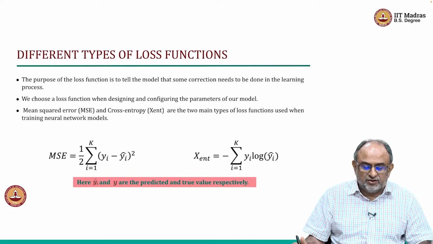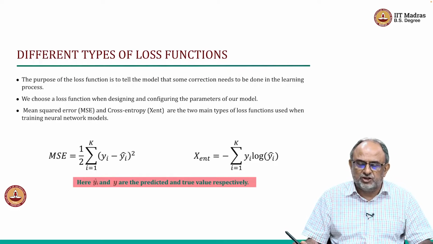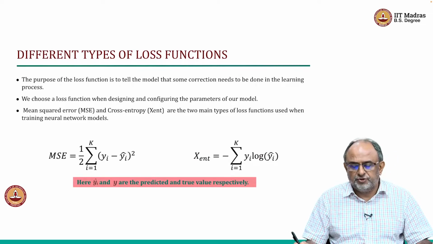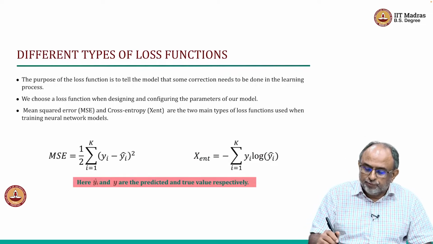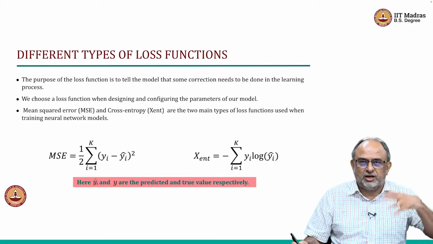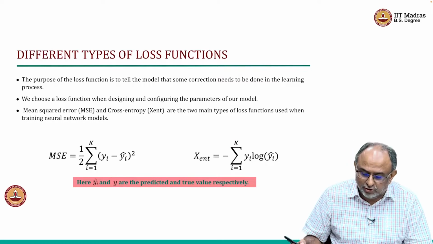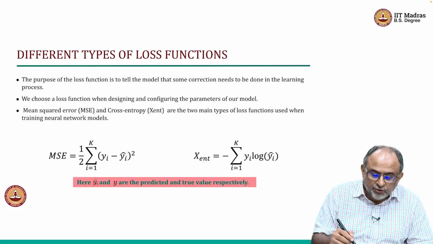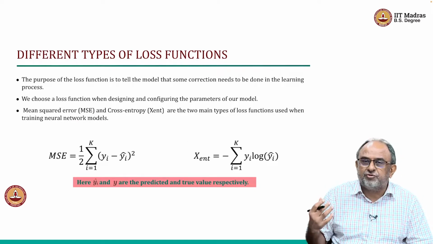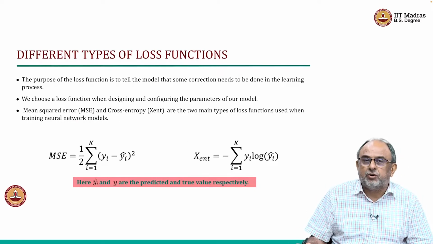And the other is more from a pattern classification perspective. We use what's called a cross entropy loss, which is basically the desired times log y hat, and of course there are these k classes and so on. So these are the two broad loss functions that we are going to deal with.